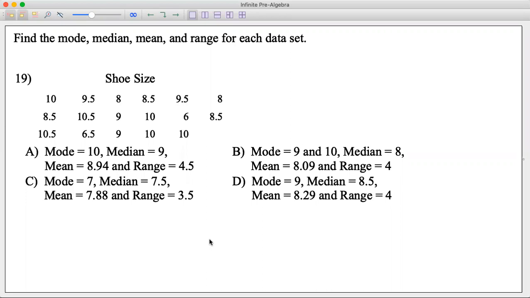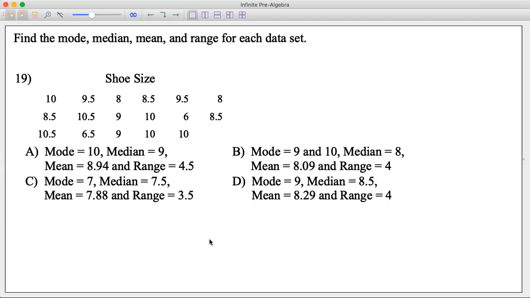Instead, how about we do the easiest one? Which is the easiest one: mode, median, mean, or range? Mode. Okay. Here are your numbers. What number is repeated the most times? 10. You're done. Now, will that always work? No. But there's two easy ones.